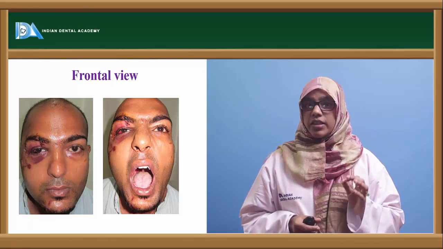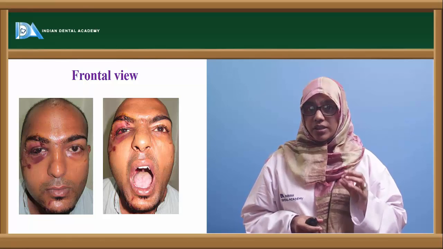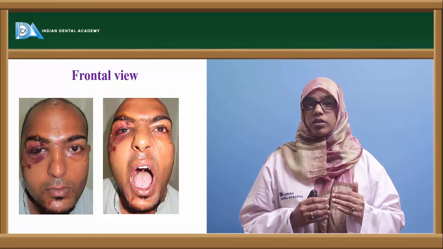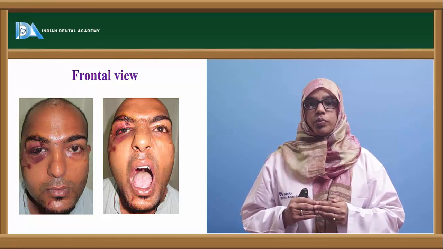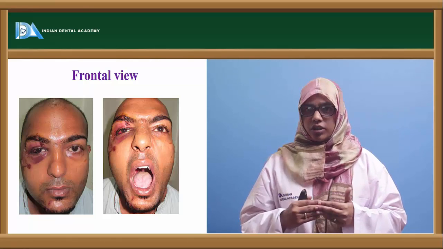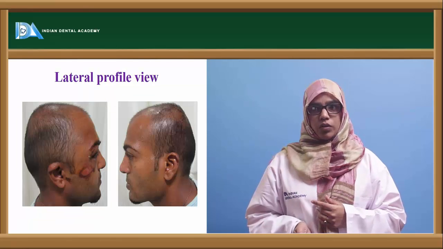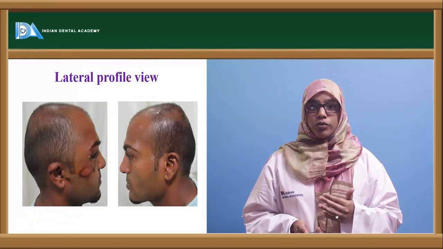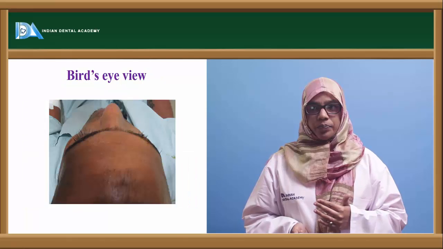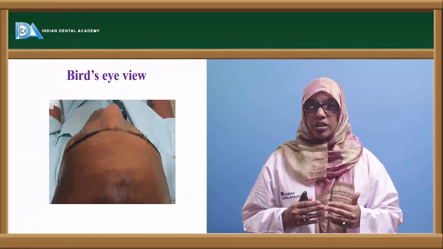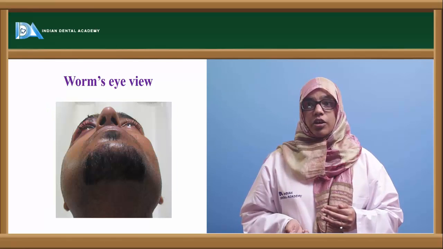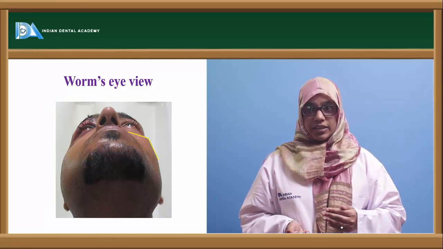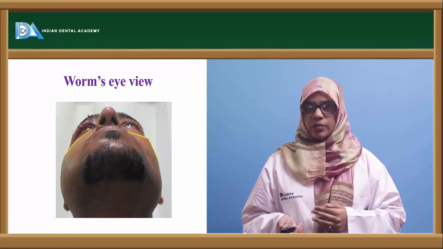In cases where the zygomatic complex is depressed inferiorly, the mouth opening is restricted because it will hit onto the coronoid process. At that time, the mouth opening is restricted, but in this case, it is not that much displaced, thus the mouth opening looks normal. On the lateral view, you could see the flattening of the cheek. This is best appreciated in the bird's eye view or worm's view, wherein you could appreciate the cheek on the injured side is depressed, whereas the other side is with the normal contour.